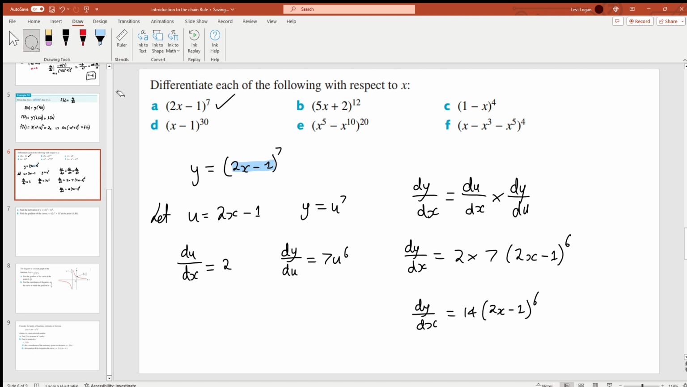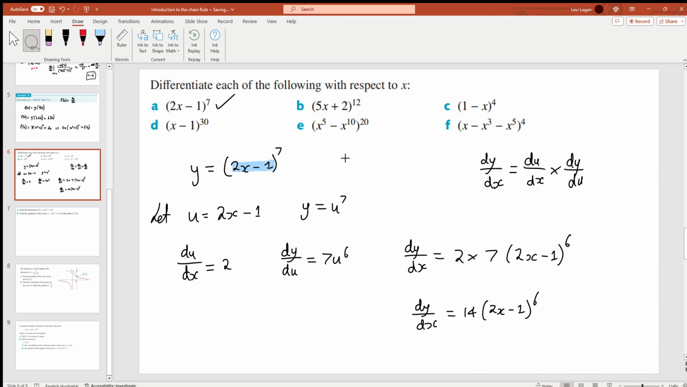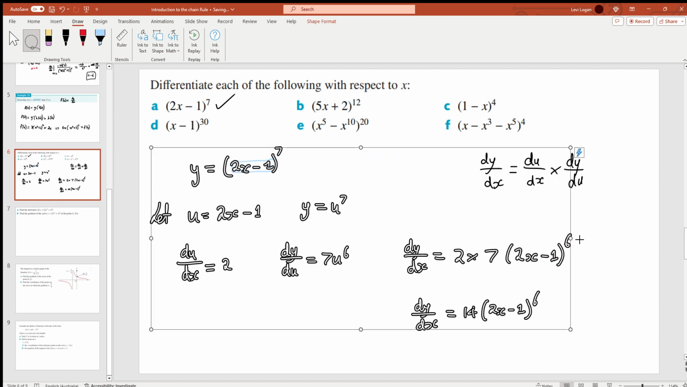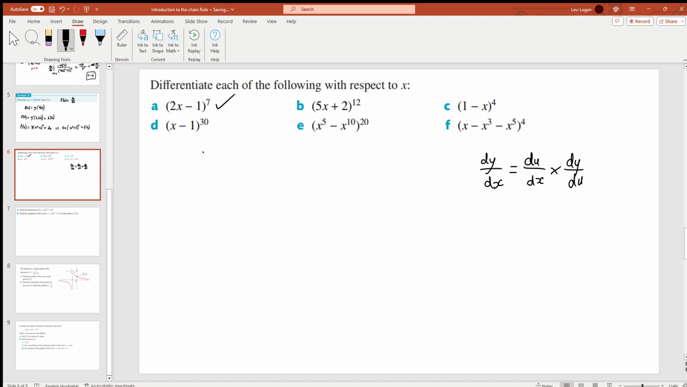I'm just going to move this chain rule into the corner here so I don't have to write it again. So, second one, B, we have y equals (5x plus 2) to the power of 12. Identify our inside function, which is 5x plus 2. So let that equal u. So let u equal 5x plus 2. That means y is equal to u to the power of 12. So I substituted u there.